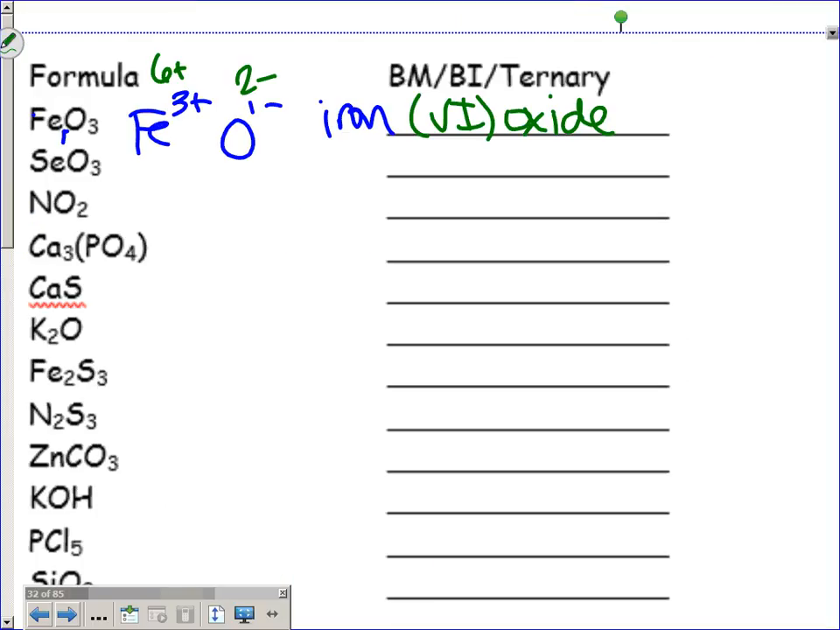All right, back here. Let's go ahead and name. First off, identify. What is this? Ionic or covalent? Okay, it's covalent. You read it and you say exactly what you see, except you're using prefixes now, right? So nitrogen dioxide, to say that there are 2 oxygens.